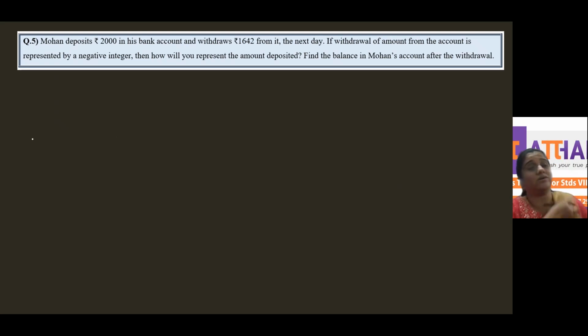Now this one is again very situational. When it's a money problem, if you deposit, it's positive. If you withdraw, it is negative. See, I give you 100 rupees. Then next day I take 20 rupees from you. So it's subtracting only, no? I gave you 100 rupees, and next day I'm taking 20 rupees from you.